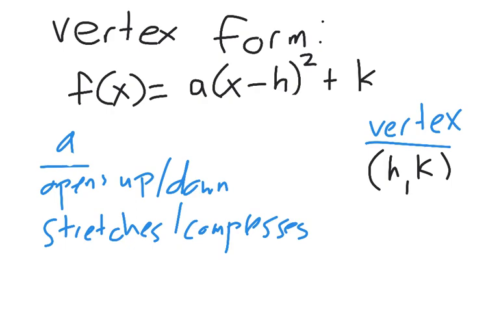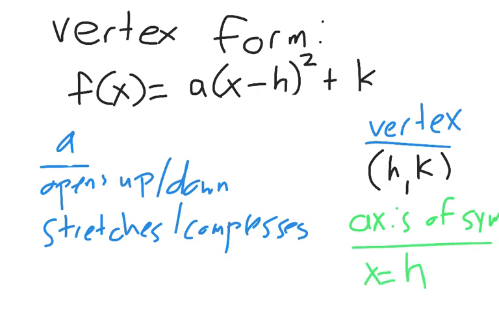Now, what else do we know? Once we know the vertex, the line of symmetry, which we call the axis of symmetry, would be x equals h. It's the equation of a line that is x equals h. Because remember, the h moves me left or right, and so whatever that h is, that's where my axis of symmetry is.